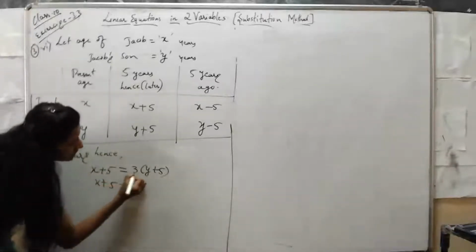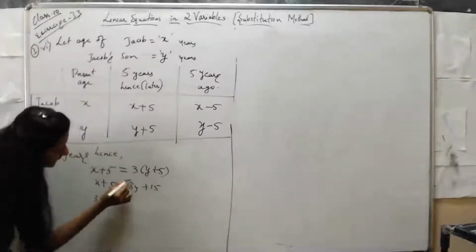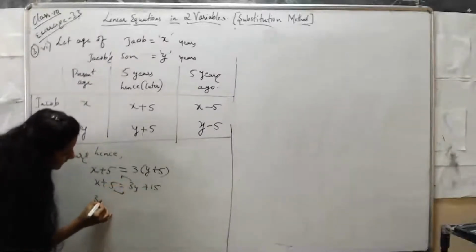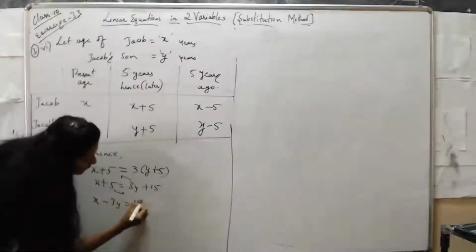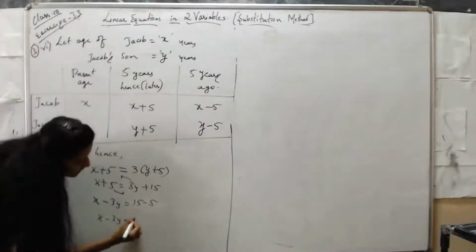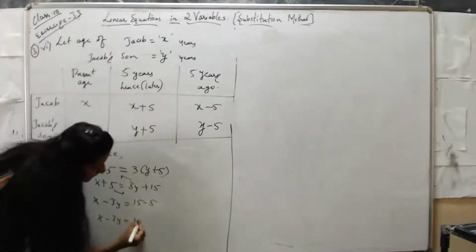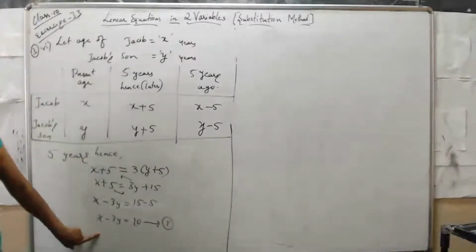Solve this: x plus 5 is equal to 3 into y plus 5, that is 3y plus 15. Take 3y to the left side and 5 to the right side. x minus 3y is equal to 15 minus 5. x minus 3y is equal to 10. Take this equation as 1.